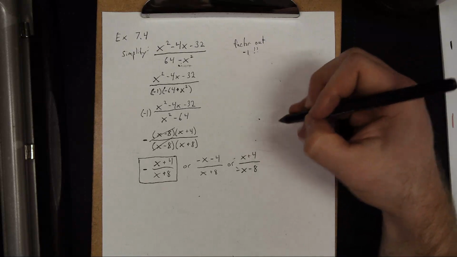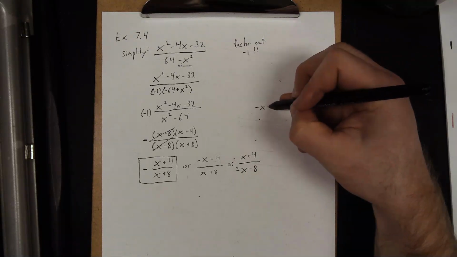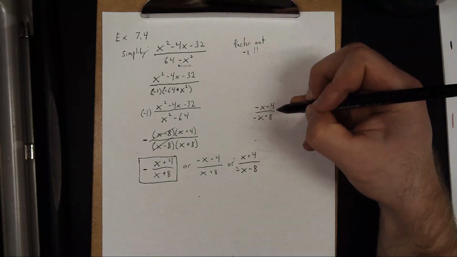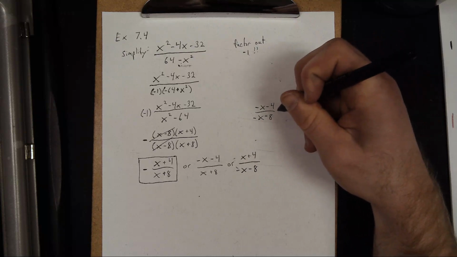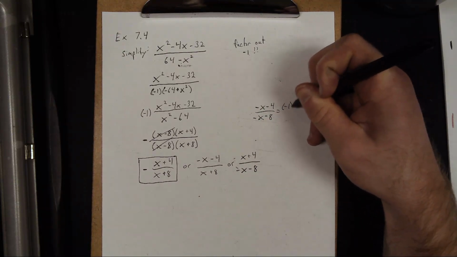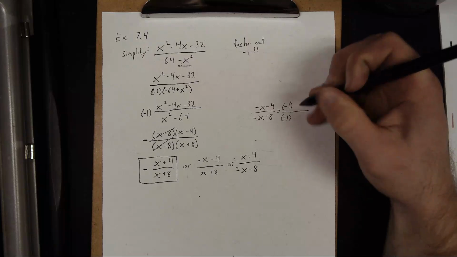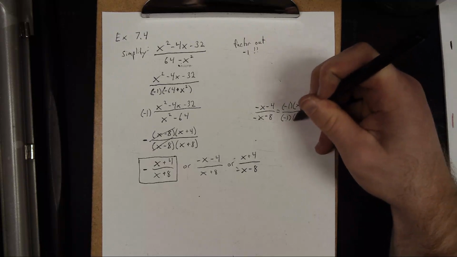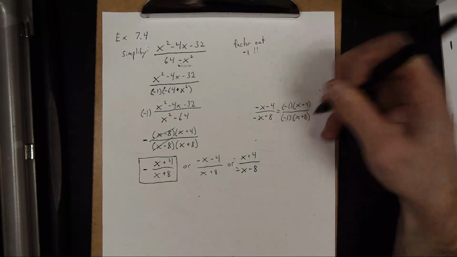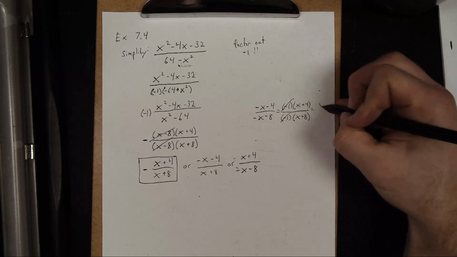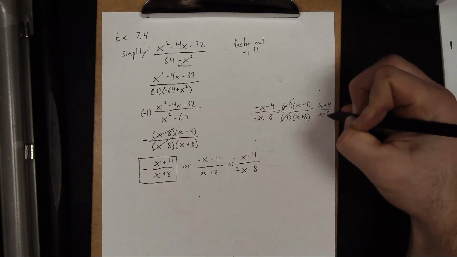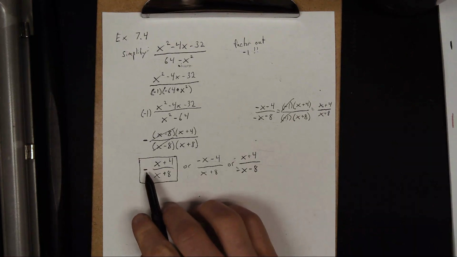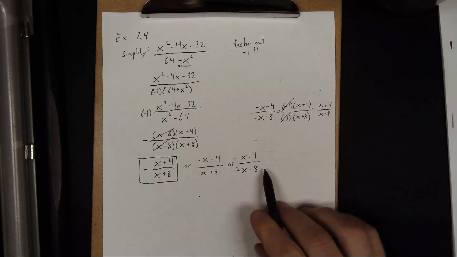Let's see what happens if we do that. So if we had negative x minus 4 over negative x minus 8, and now we pull out a negative 1 out of both of those, we would get negative 1 times x plus 4, and then x plus 8. You see the negative 1s would cancel. We'd be left with x plus 4 over x plus 8, which is not that. So you can either leave it out front or distribute it through just the top or just the bottom, not both.